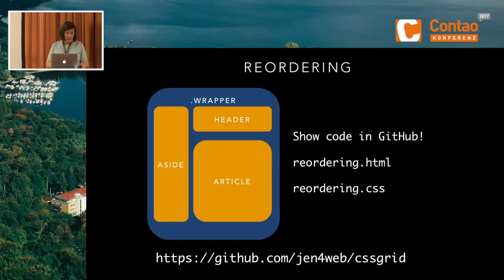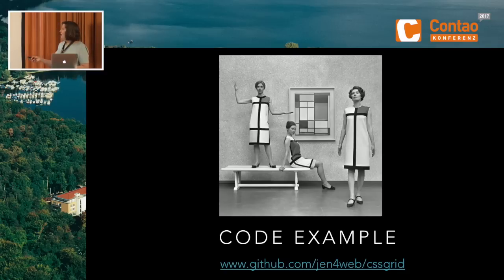If you want to follow along with me, here is the URL. If you can get on the internet, good luck. This is the URL for the GitHub, where you can download the code for today, and my favorite picture right now. We are actually going to build a Mondrian painting in CSS Grid. We can do that. So let me show you the code example here.